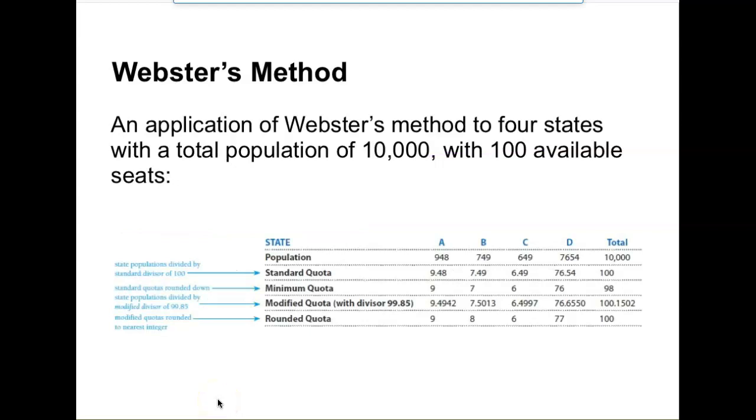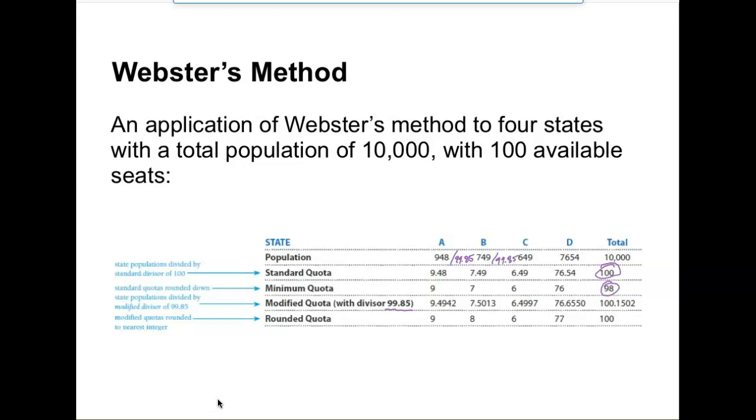We take our 4 states with our population of 1,000 and our 100 seats to give away. We find our standard quotas here, chop the decimal, we get our minimum quotas, and we total it up to 98. You do the same thing that you would have done with Jefferson's method, which is you come up with a new modified divisor. They used 99.85, so instead of dividing by 100, they divided everything by 99.85.